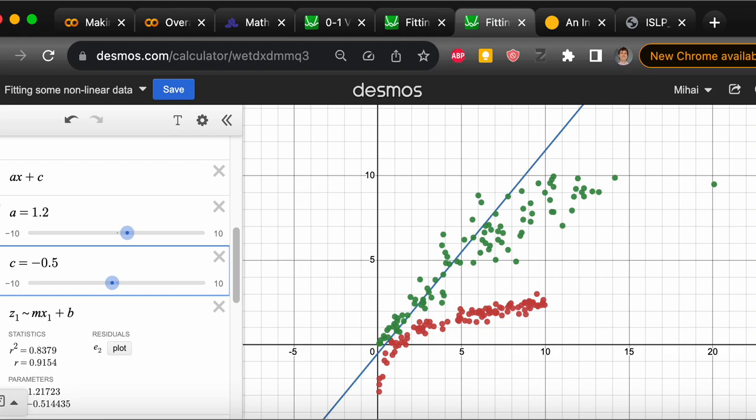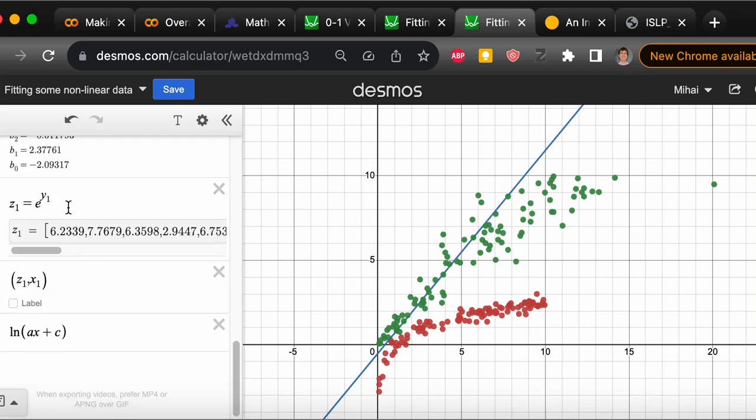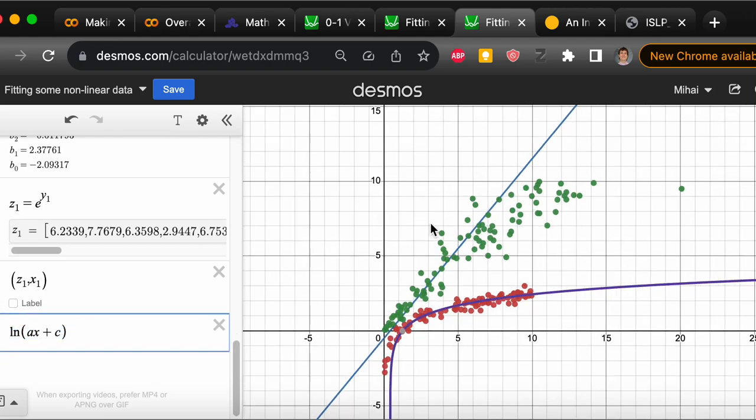And now what I can do is undo the exponential. So I said z equals e to the y, and now I have a line in z space that matches the z points very well. I just apply the inverse of the function e to the y, and that'll give me a nice curve. And that's this curve. So instead of ax plus c, it's the log of ax plus c. So that'll look like this. And that's a nice purple curve.